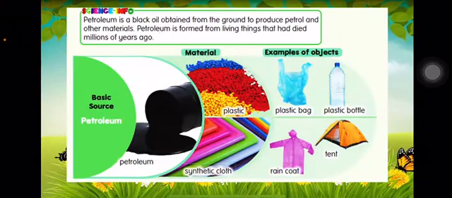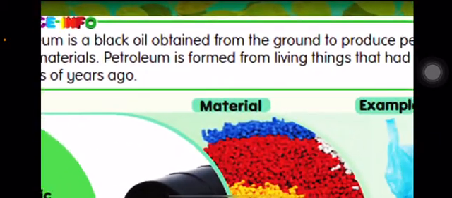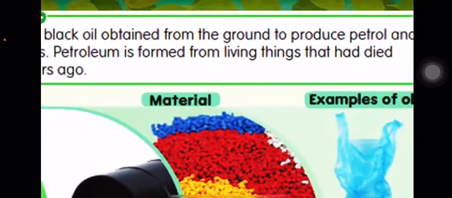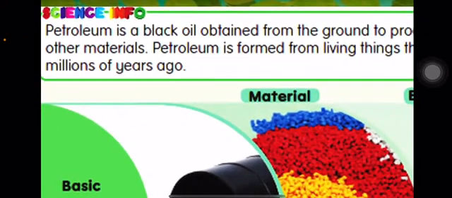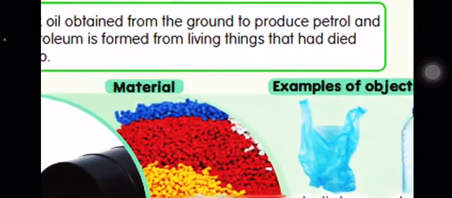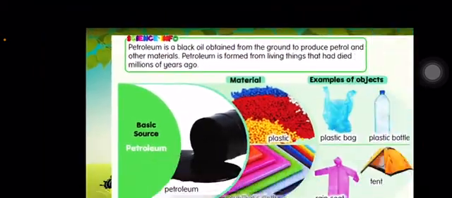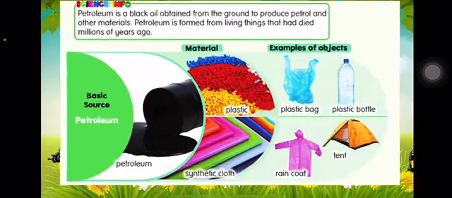Number 3 basic source is petroleum. Petroleum is a black oil obtained from the ground to produce petrol and other materials. Petroleum is formed from living things that had died millions of years ago. Okay, so now look at petroleum.